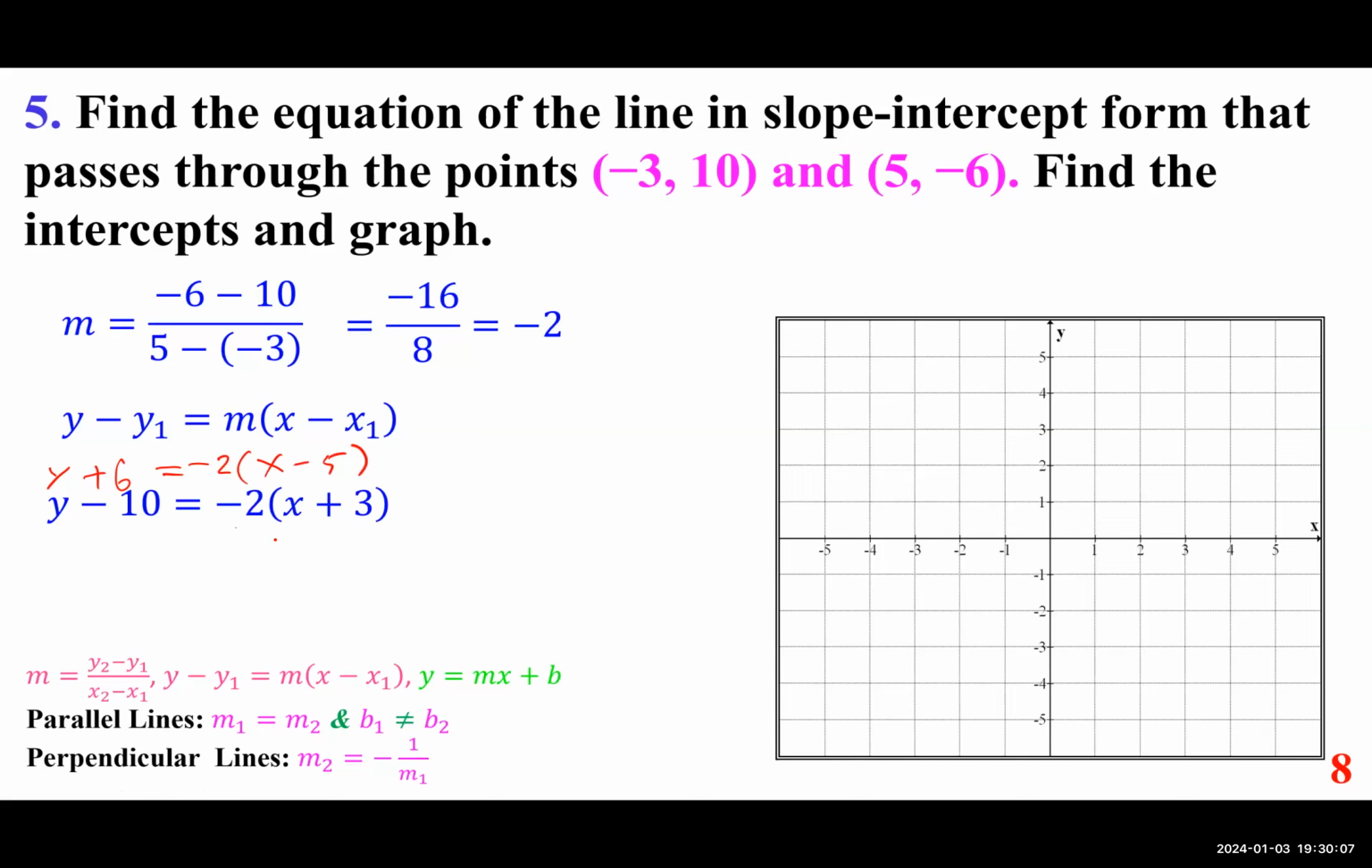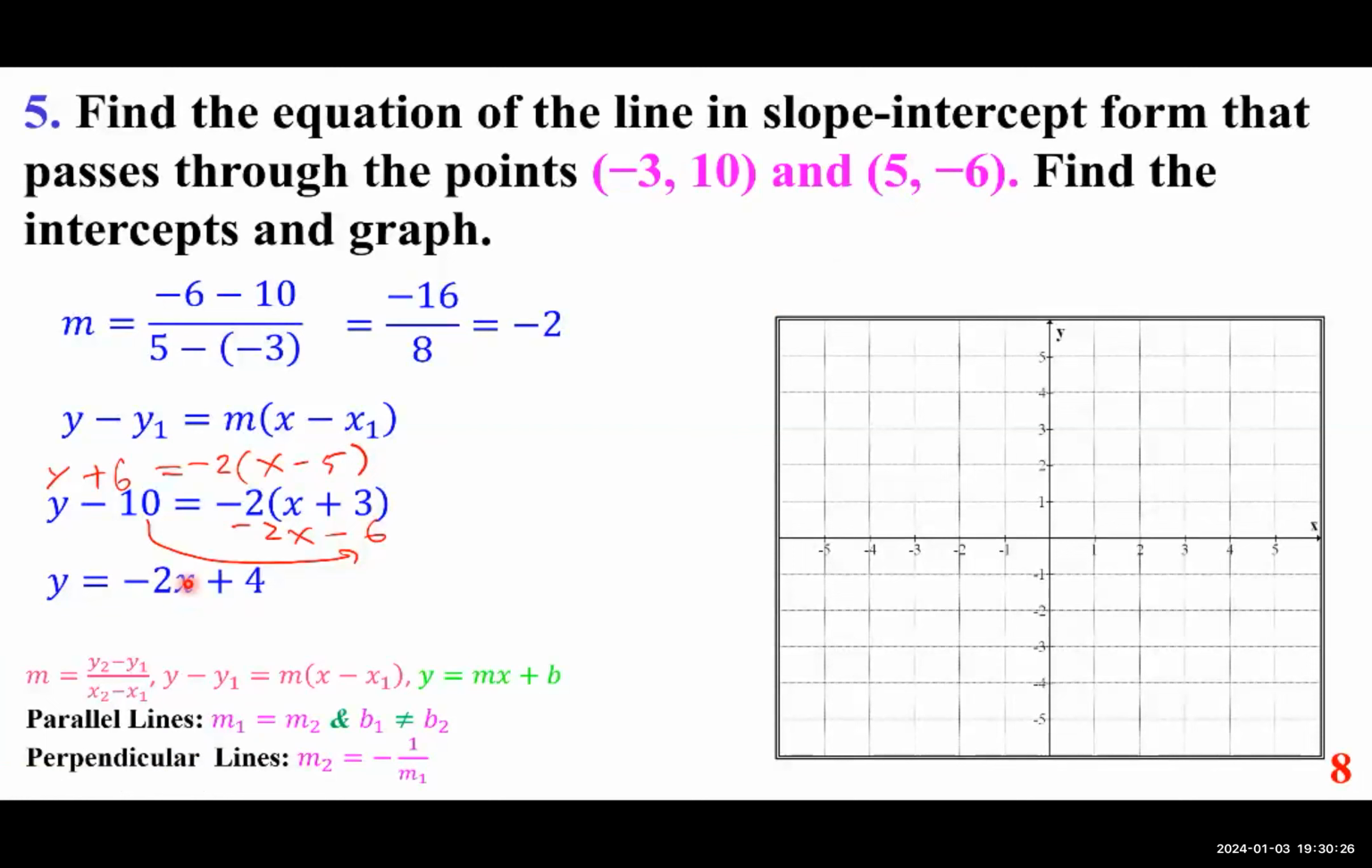This is -2x minus 6. If you move that, it's +10, makes it -2x plus 4. And what you should do, because we used this pair, try it with this pair. If it's not the same, somehow we made a mistake. If I plug in 5, -2 times 5 makes it -10 plus 4, -6. So that works. We haven't made a mistake.